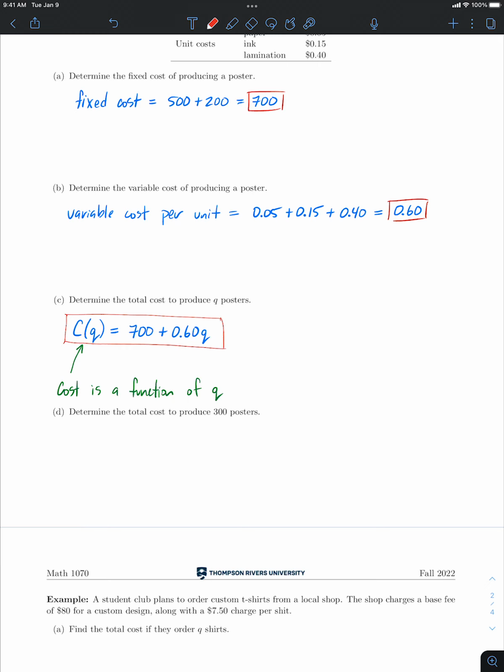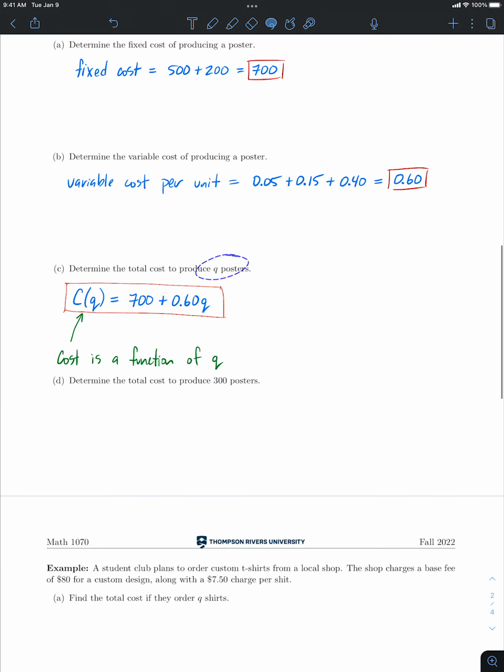And that's really what you're looking for. If you see language like this, determine the total cost to produce Q posters, and you're not actually told how many posters are being produced, or in general, let's say that's units or items. You're not told how many items are actually being produced, then really what you're looking for is the cost function.